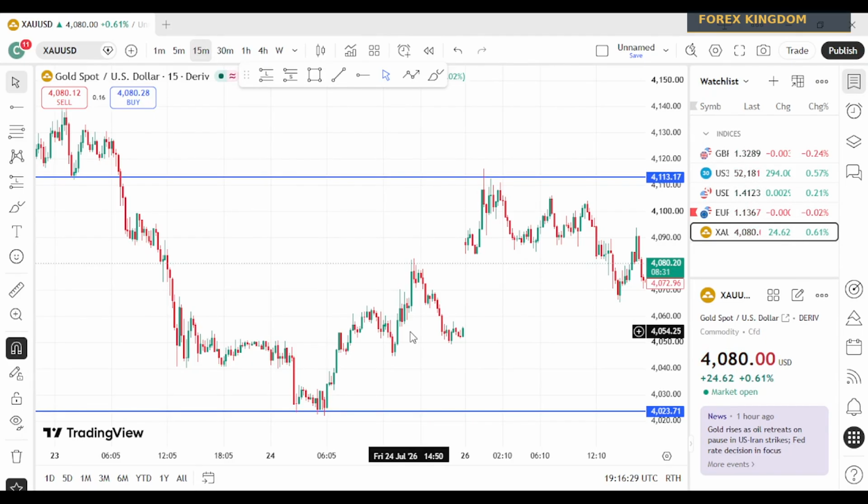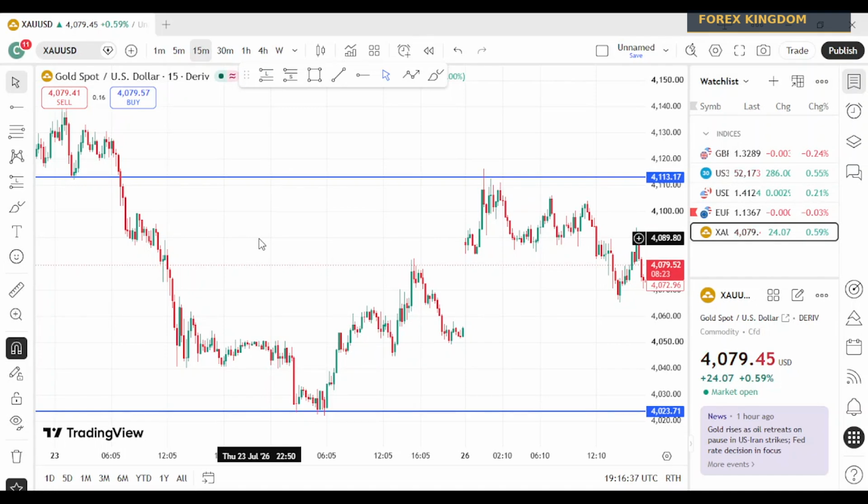The market is changing direction. If it was falling, now it starts rising. If it was forming lower highs and lower lows, it starts forming higher highs and higher lows. So in this scenario, we can recognize a change of character at this point. It broke this recent higher low, and so we recognize this change of character at this point.